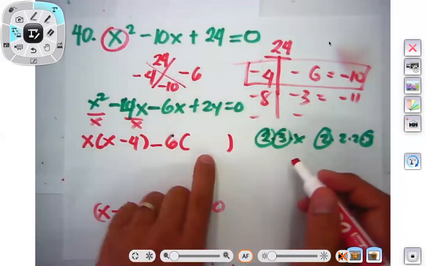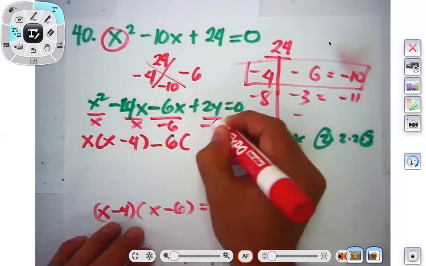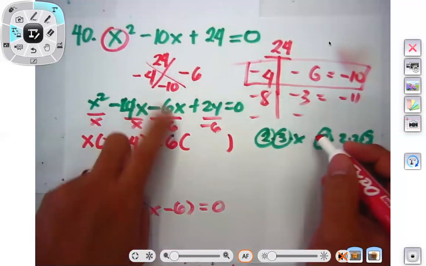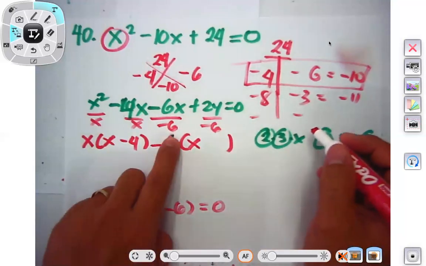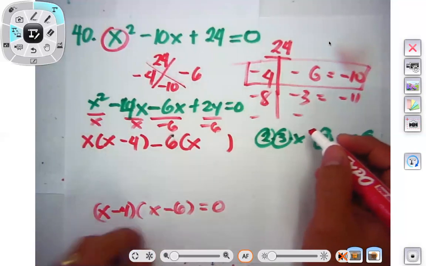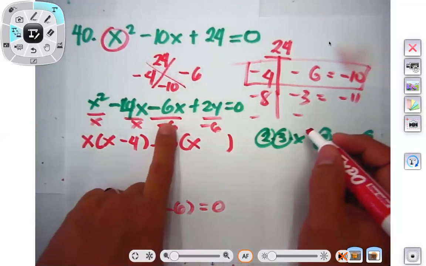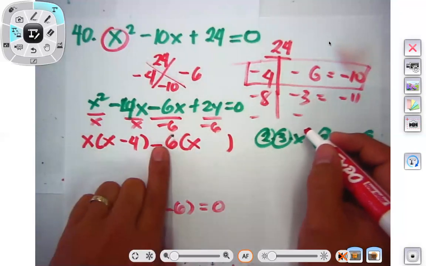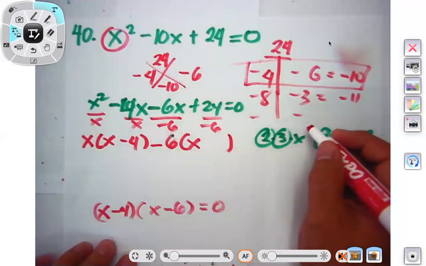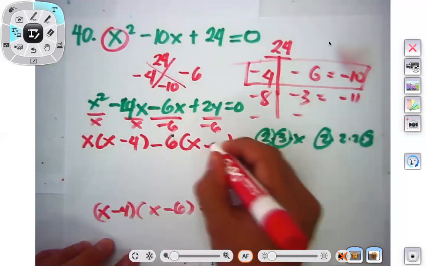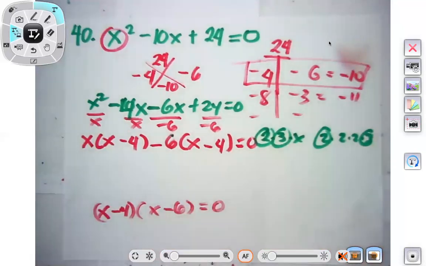And now this should be x minus 4. But you have to show that. So negative 6, negative 6. Negative 6 divided by negative 6 is positive. Whatever you put here, that should be your divisor. If it's negative 6, negative 6, negative 6. If it's positive 6, it's positive 6, positive 6. 24 divided by negative 6 is negative 4. Are they the same? Yes. If they're the same, then you are correct.